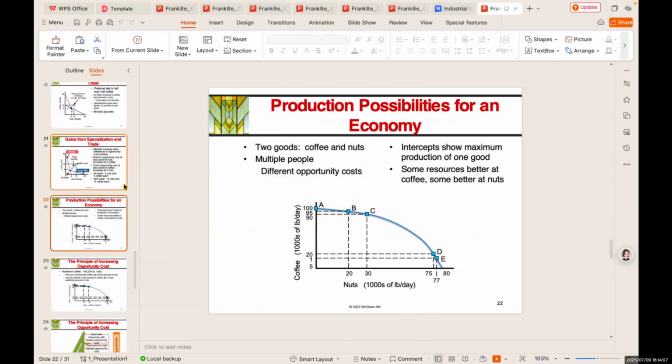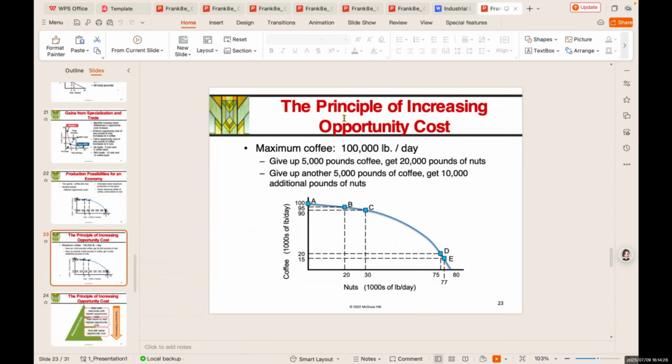As I just mentioned before, the production possibilities curve for an economy may not be linear, but a parabola. The reason for that is the principle of increasing opportunity cost based on the law of diminishing marginal return. Yeah, the principle of increasing opportunity cost.